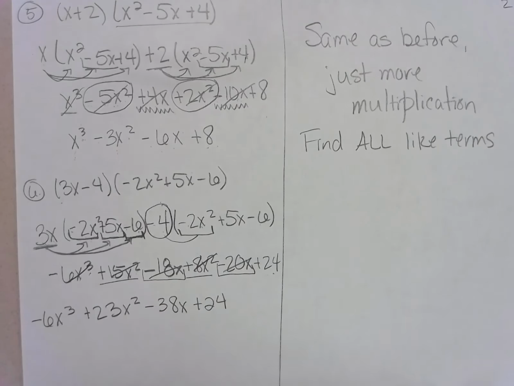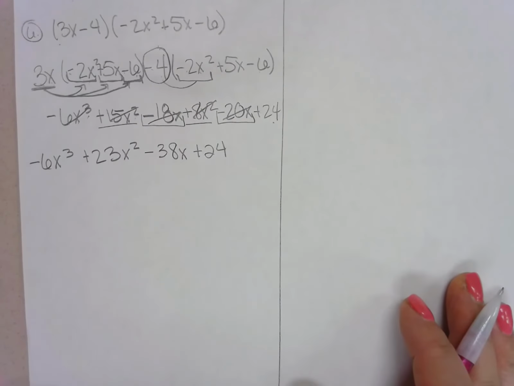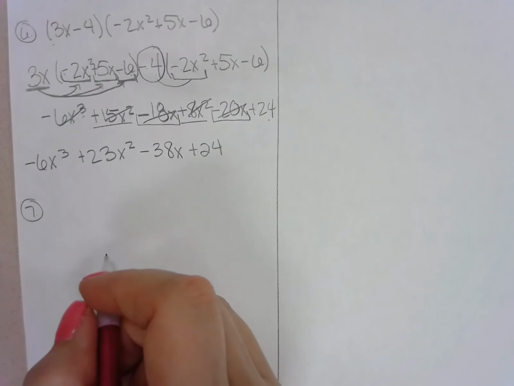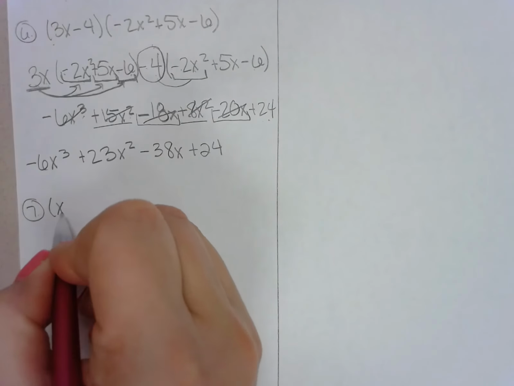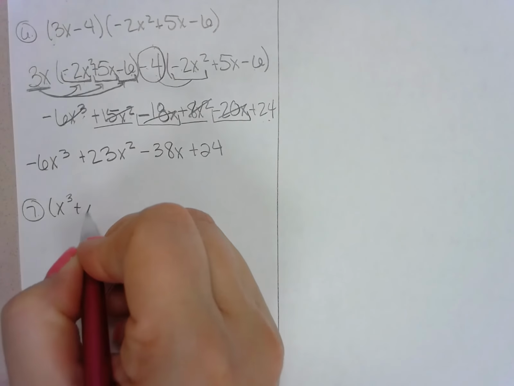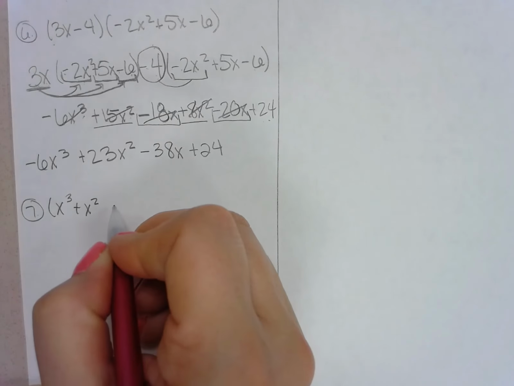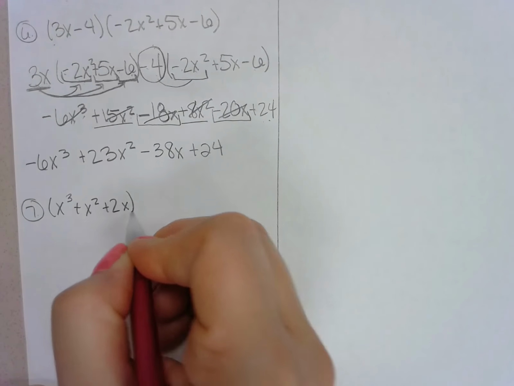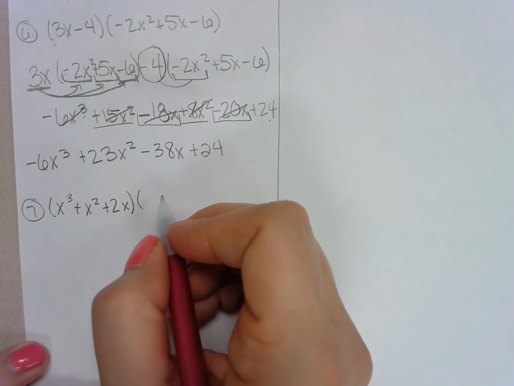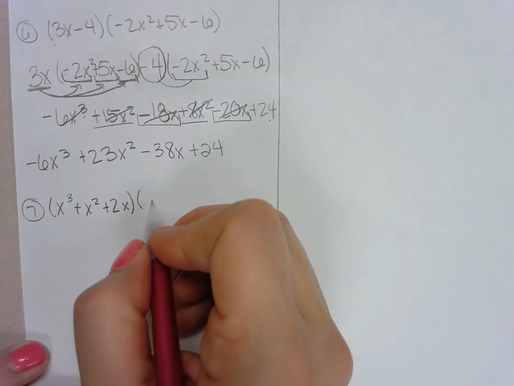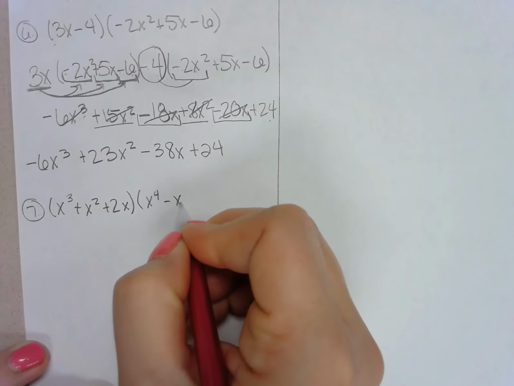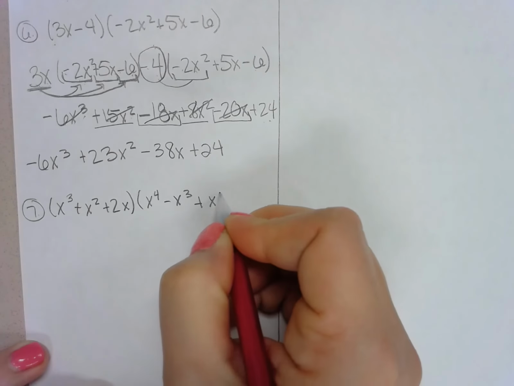Let's do one problem that's even bigger, because they can just get kind of unwieldy. And I want you to realize they're not more complicated, they're just bigger. And bigger doesn't always mean worse. Just sometimes means it's going to take you a little longer and a little more space on your paper to actually solve the problem. So I've got x to the third plus x squared plus 2x times x to the fourth minus x to the third plus x squared.